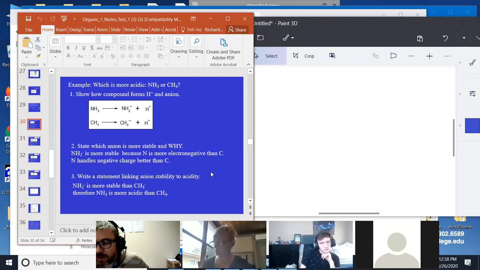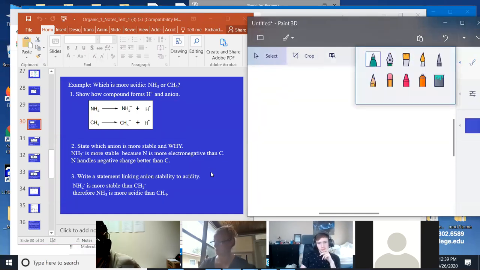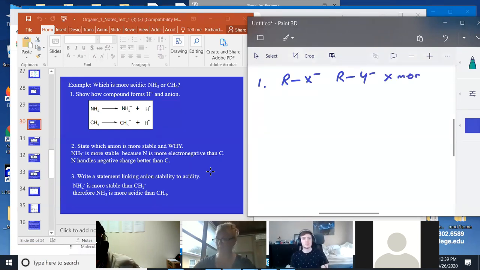All right, in this instance, I'm going to do a little summary over here. This is the first scenario, scenario 1. We have the anions, which I'm going to call Rx minus and Ry minus, where X is more electronegative than Y.